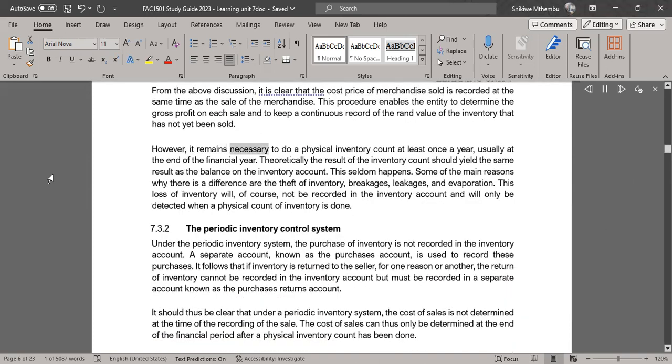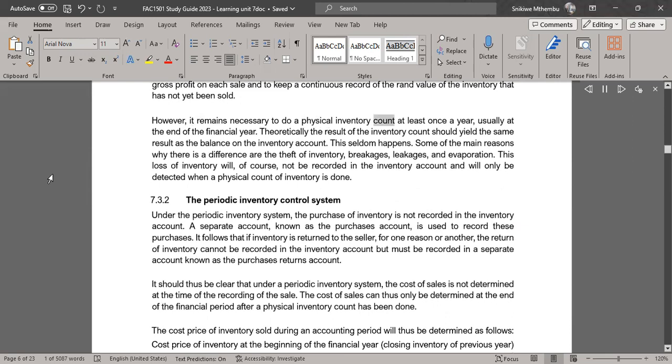However, it remains necessary to do a physical inventory count at least once a year, usually at the end of the financial year. Theoretically, the result of the inventory count should yield the same result as the balance on the inventory account. This seldom happens. Some of the main reasons why there is a difference are the theft of inventory, breakages, leakages, and evaporation. This loss of inventory will, of course, not be recorded in the inventory account and will only be detected when a physical count of inventory is done.